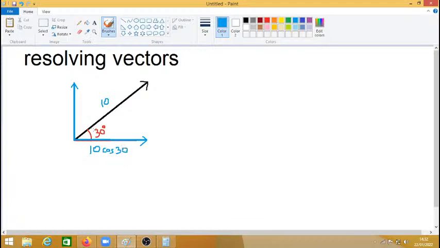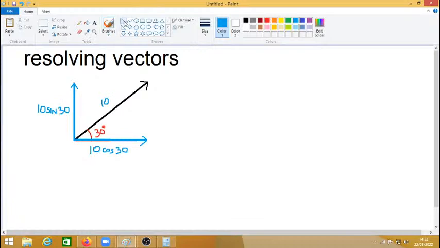And let's take a look at the vertical component. That's not next to the angle of 30. It's not adjacent, so we can't use cos. Instead, we have to use sine. So this component will be 10 times sine 30.